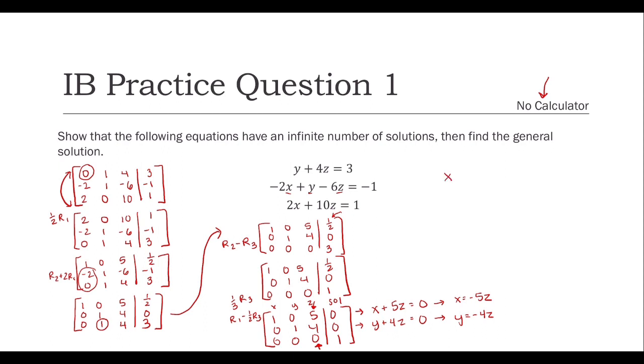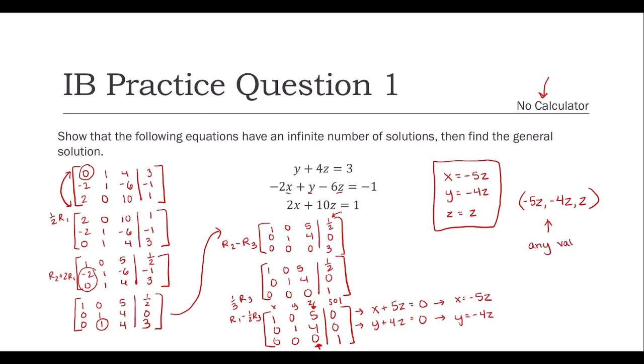So x equals negative 5z, y equals negative 4z, and z equals itself, so z. So this would be your general solution. You could also write it as a coordinate of negative 5z, comma, negative 4z, comma, z. So you can put in any value for z, and your system of equations will still be true. And that's why there's an infinite number of solutions.